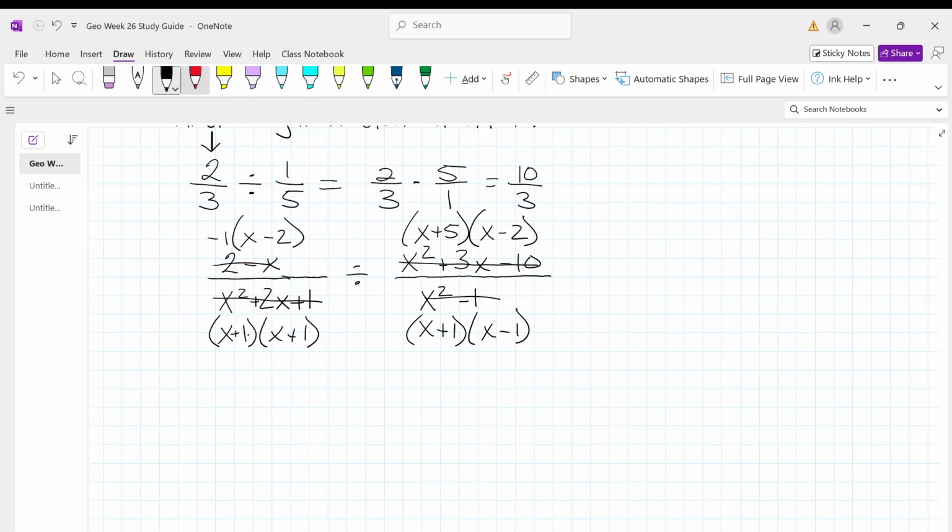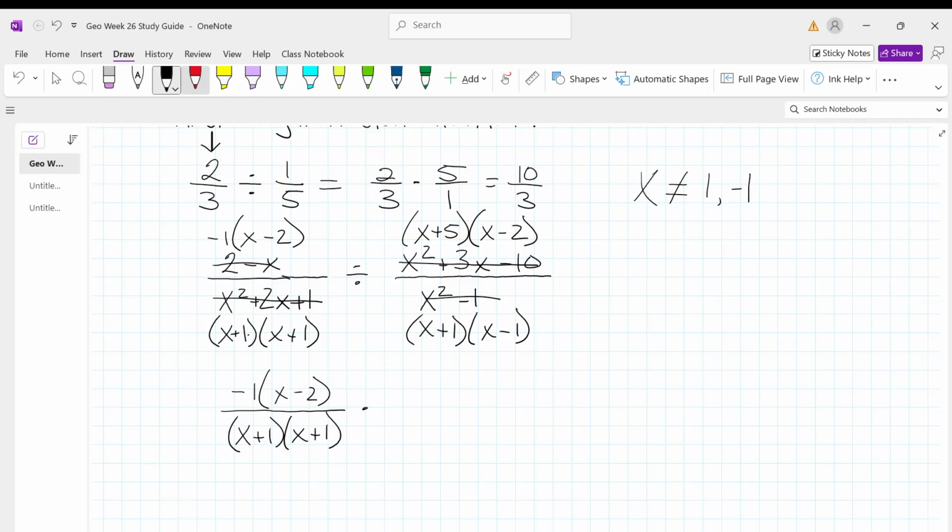Right now is when I would identify your restrictions. And then as you flip this second fraction and move forward, I would keep identifying them. So we'll start off now that x cannot be equal to positive or negative 1, because in these denominators we would get a 0. So then we can rewrite this first fraction: negative 1 times x minus 2 over x plus 1 times x plus 1.